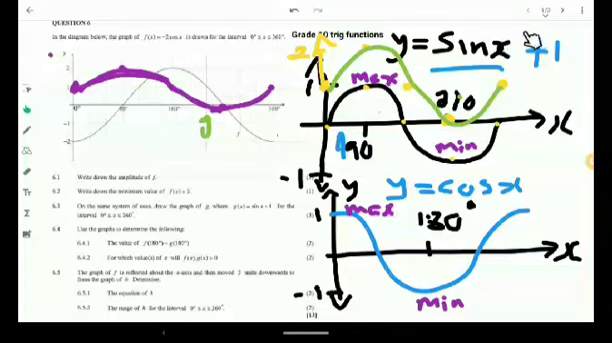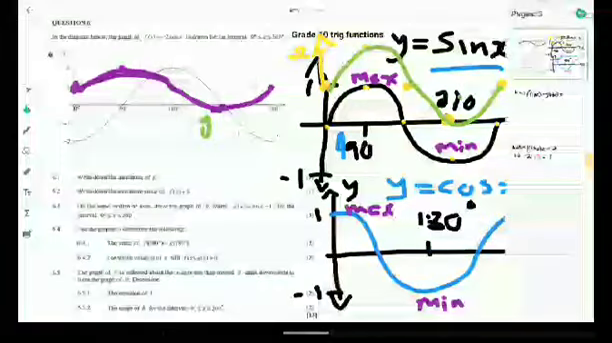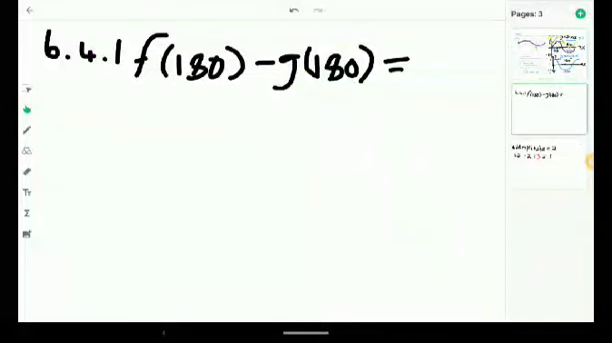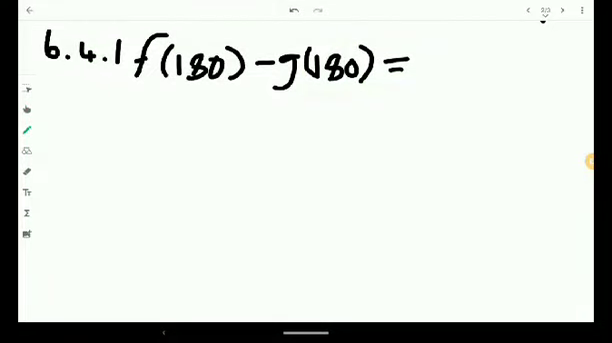So I will just substitute there. You will see. At 180, the f graph is 2, and then we have minus 1. That means we have 2 minus 1, which is equal to 1. This is our final answer. And then let's go to the next question.